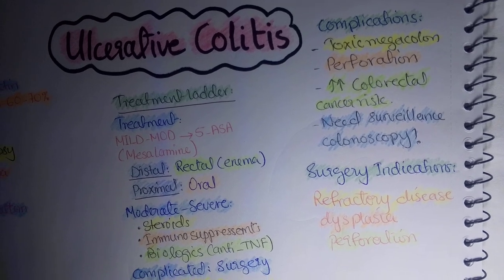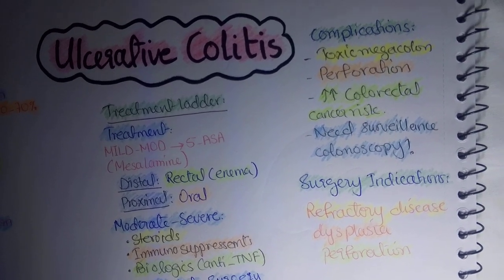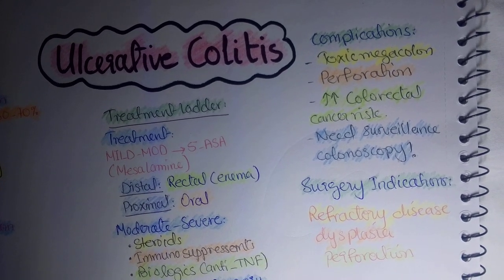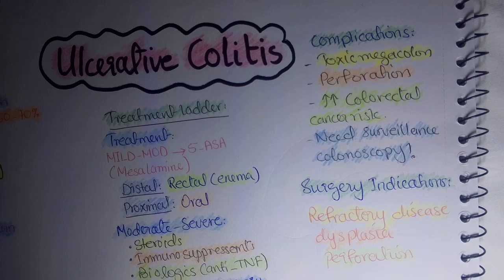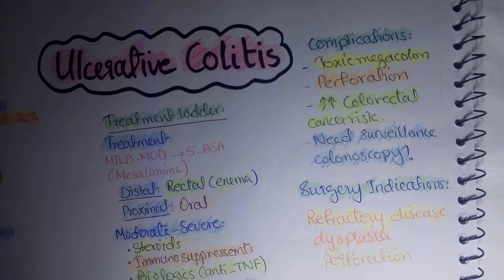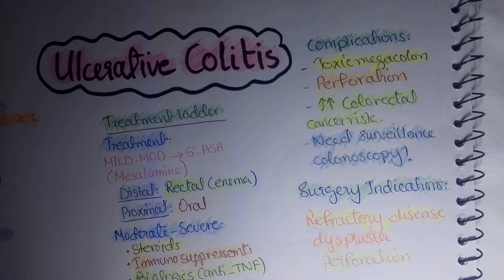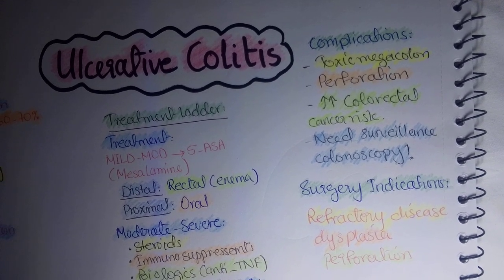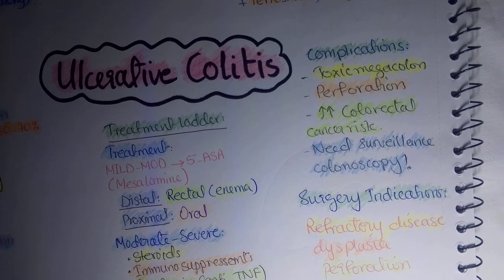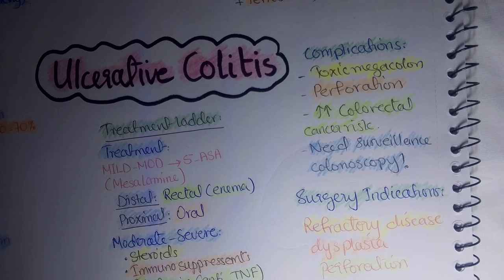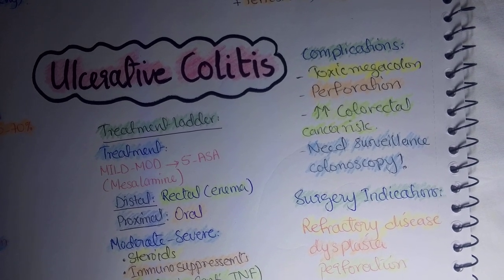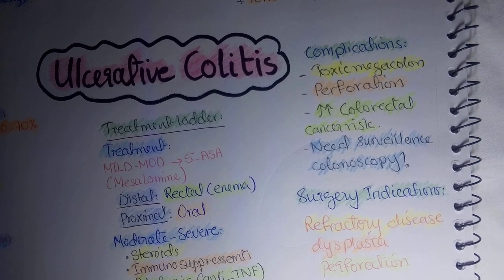So when do we operate? Five main indications: dysplasia and/or cancer on surveillance, toxic megacolon, perforation, massive bleeding that won't stop, and refractory disease when medications fail. Most patients get an ileal pouch anal anastomosis to maintain continence.